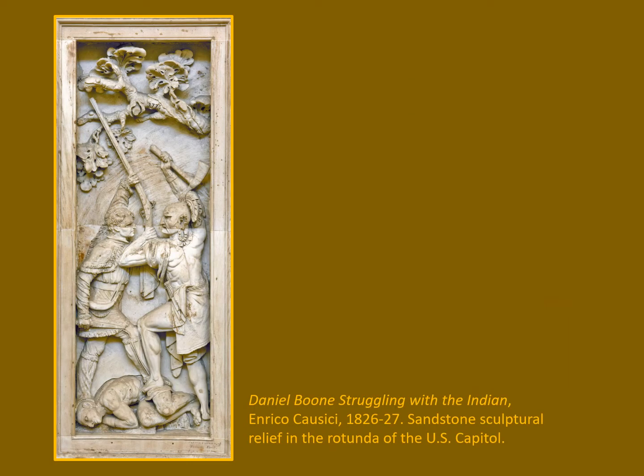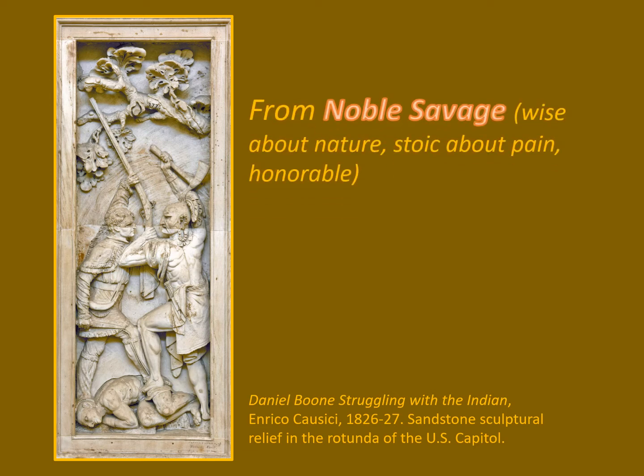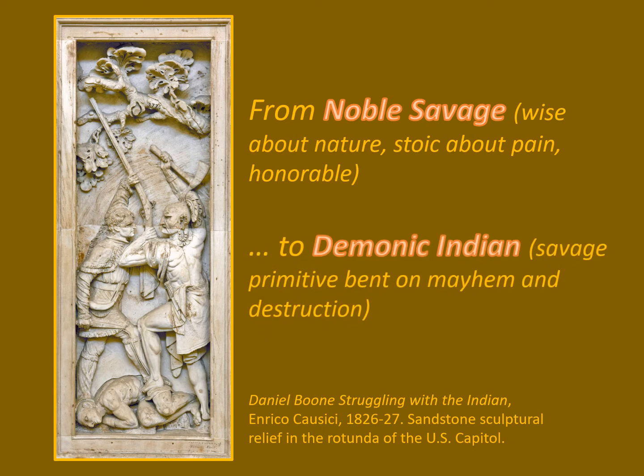Art truly does go political here. In this example, the Native American has gone from noble savage to demonic attacker. This bas-relief carving on the rotunda of the U.S. Capitol building was carved by an Italian, Enrico Causici. It shows Daniel Boone locked in mortal combat with an enormous Indian, while a smaller one lies dead on the ground between them. The scene illustrates an episode in 1773 when Boone led a party of settlers across the Kentucky frontier. They were attacked by Indians, but Boone's bravery encouraged the settlers to drive them off.